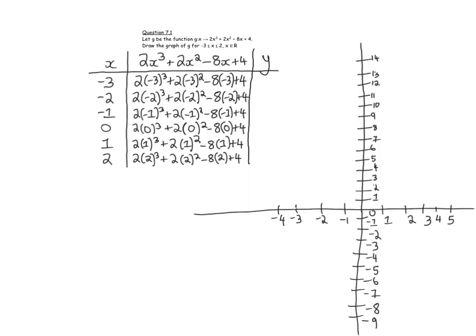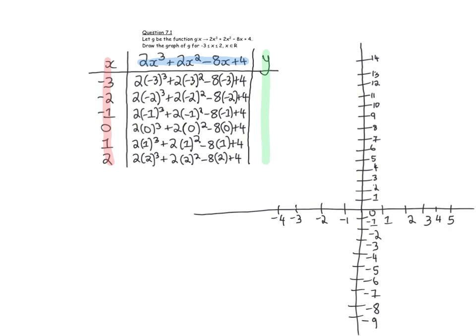The next question then says, let g be the function g of x goes towards 2x cubed plus 2x squared minus 8x plus 4, and it wants you to draw the function where x is between minus 3 and 2. So the first thing you do, exactly like I've done here, is you draw your table and you have the x on the left. You're going to have your function in the middle, and then on the right hand side you're going to have your y. So what you need to do is put it into your calculator.